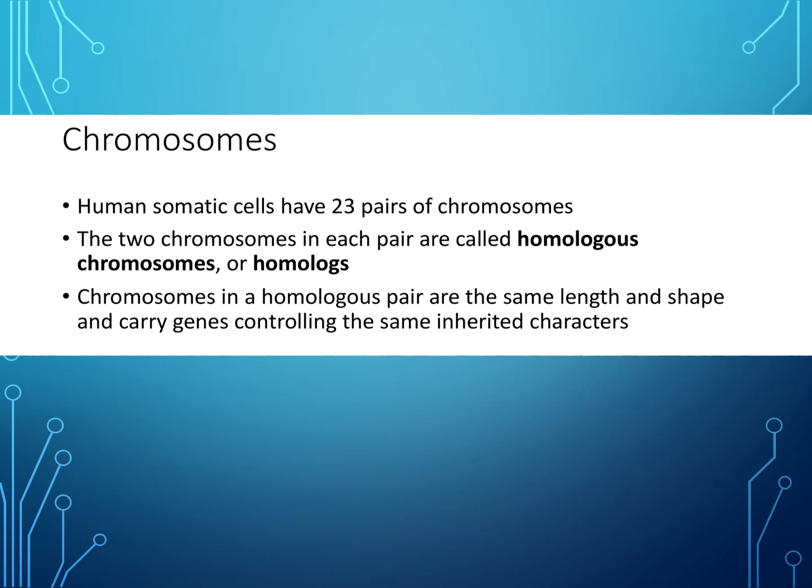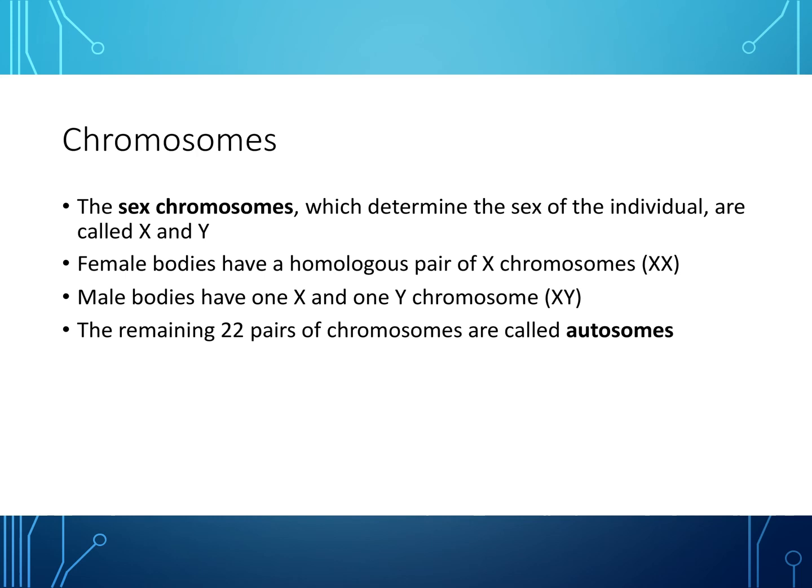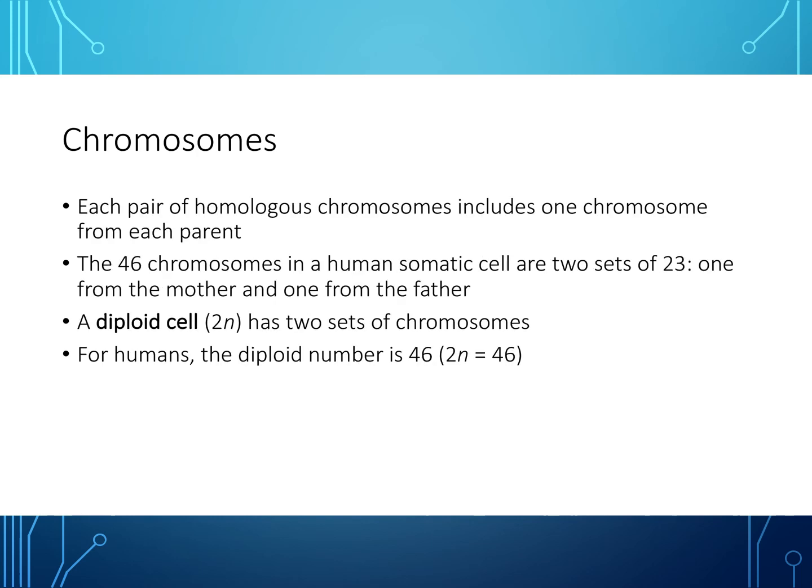Chromosomes. So, human somatic cells have 23 pairs of chromosomes. The two chromosomes in each pair are called homologous chromosomes or homologs. The chromosomes in a homologous pair are the same length and shape and carry the genes controlling the same inherited characters. The sex chromosomes which determine the sex of the individual are called X and Y. Female bodies have a homologous pair of X chromosomes, XX. Male bodies have one X and one Y chromosome. The remaining 22 pairs of chromosomes are called autosomes. Each pair of homologous chromosomes includes one chromosome from each parent.